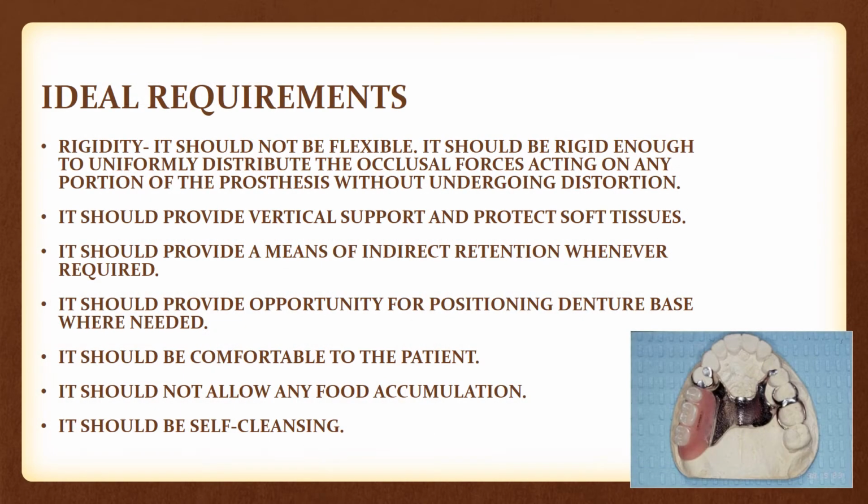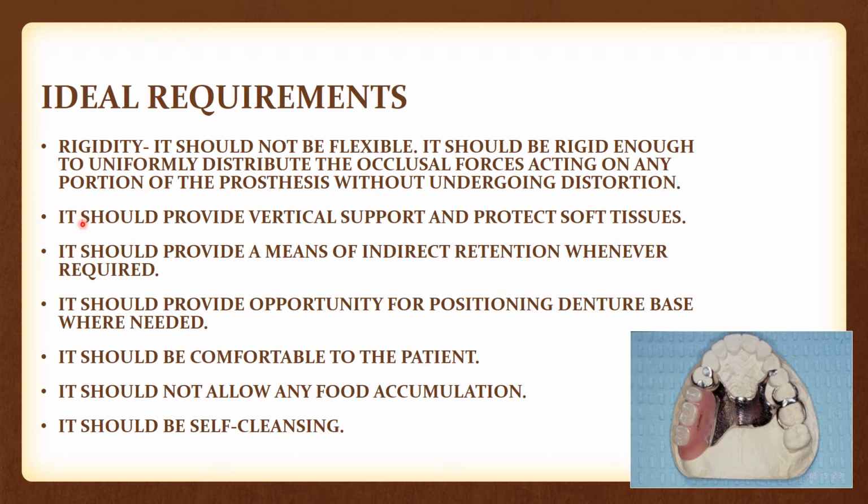What are the ideal requirements of it? The first one is rigidity. It should not be flexible. It should be rigid enough to uniformly distribute the occlusal forces which are acting on the portion of the prosthesis without undergoing distortion. So it should be rigid enough and not flexible, so that it can distribute forces acting on the prosthesis without undergoing distortion. This is the main requirement of a major connector.